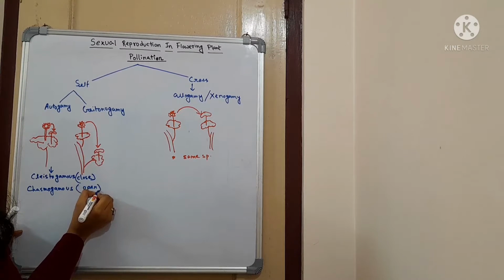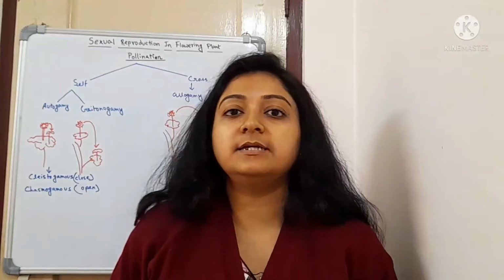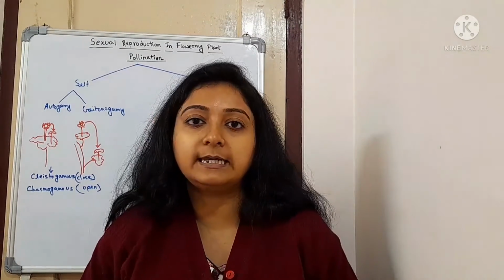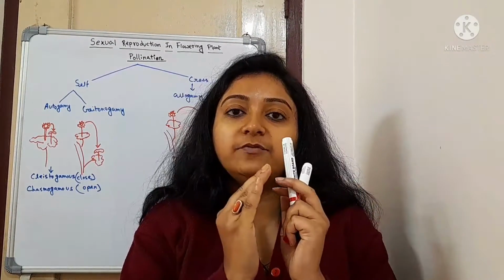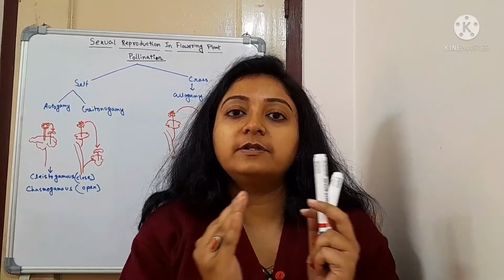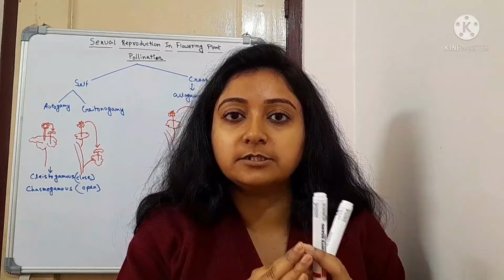In the case of cleistogamous flowers, such as pansy and oxalis, we can find this type of closed nature. That means the calyx and corolla will always be closed, so that the stamen and stigma, everything, will be inside the other flowering parts, right?